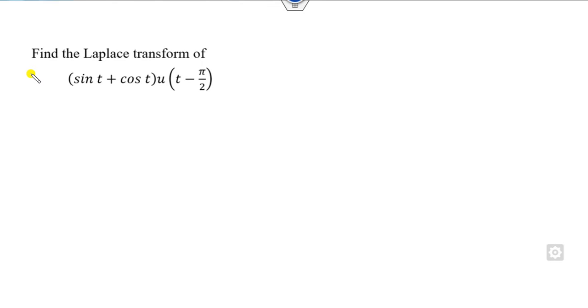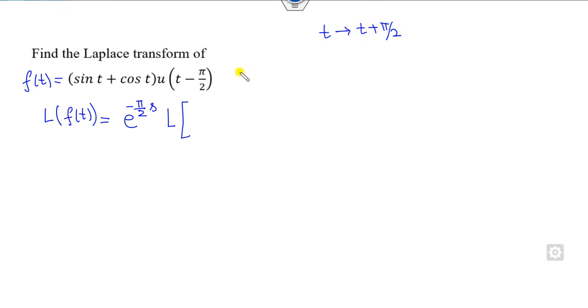Look at this another one. Again it is already written in the unit step function. So I can find the Laplace of f of t. So a is pi by 2, s. Laplace of, I have to replace t with t plus pi by 2. So sine of t plus pi over 2 plus cos of t plus pi over 2.